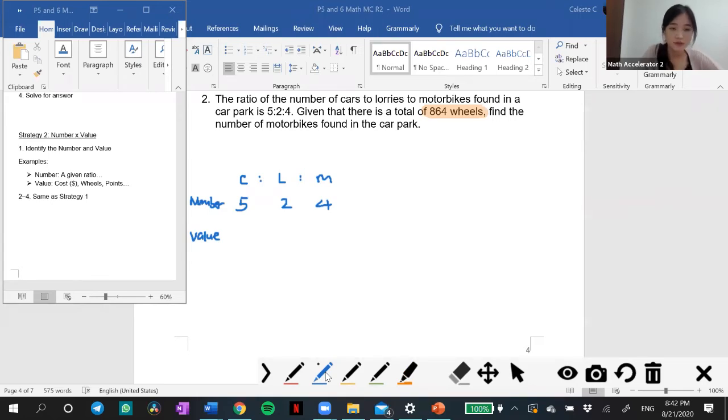Number of wheels. Yeah, good. Right, so the value of each vehicle, okay, there's no price, there's no cost or anything. So it's the wheels, right? Because the total is in terms of wheels. So cars, you have 4, lorries, 4, motorbikes, 2. Okay, I hope you know motorbikes got 2 wheels only.